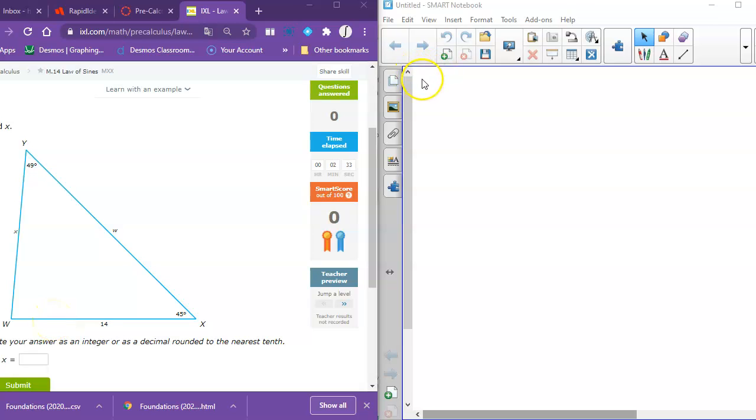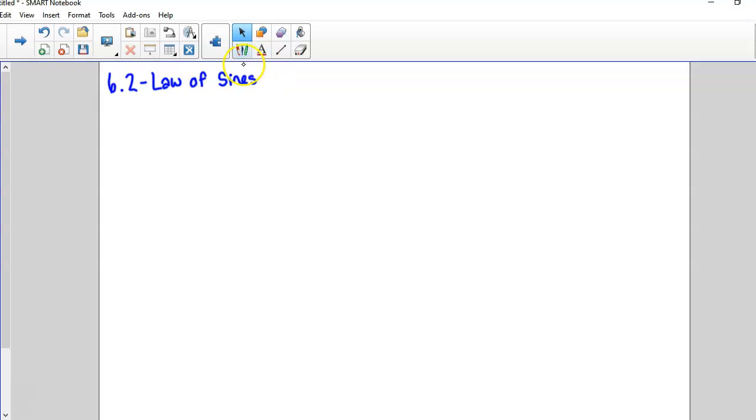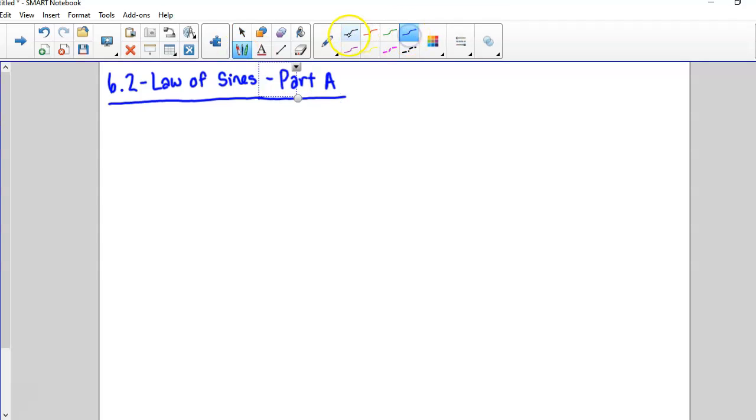Alright, in this section, this is going to be section 6.2, and today we're going to learn about the law of sines. This is going to be part A of this video, so we're going to do the simpler ones today, and then on Monday when we're actually together live, then we will look at the ambiguous cases, which are a little bit more difficult.